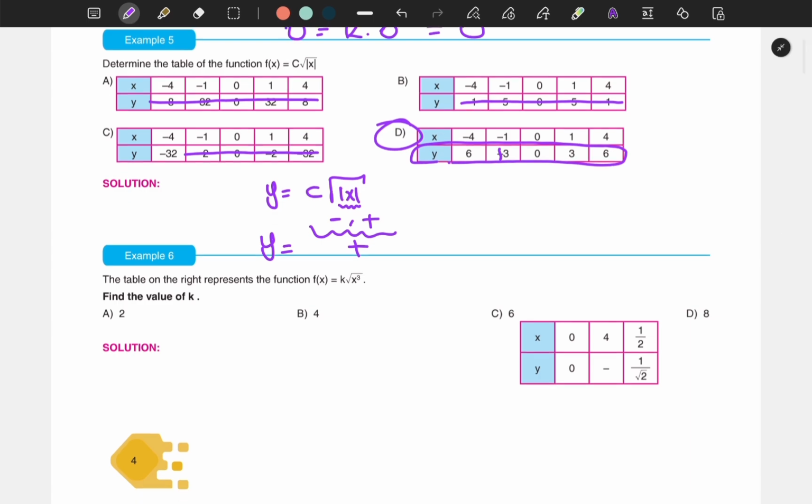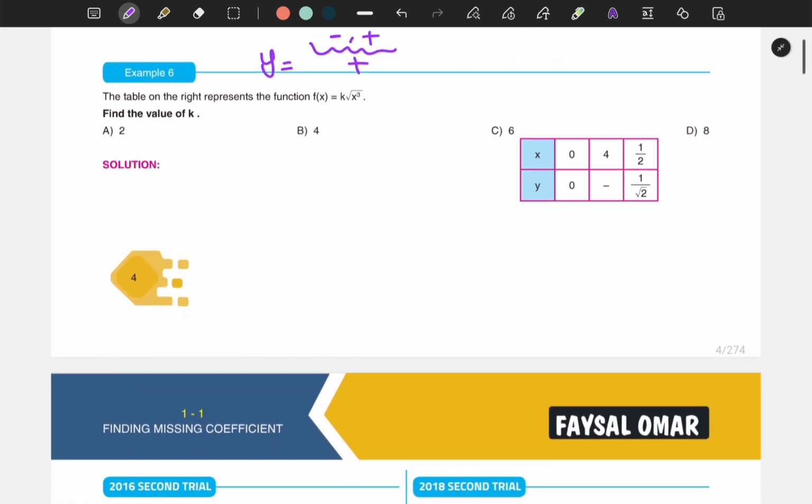Okay, example number 6. Guys, the table is given, and then they say to find the value of k. When you look here, this is 0 and 0, isn't it? This one is not useful. Why, teacher? It's because of the zero. When you replace with 0, of course you will get 0. It's not useful. For the second one, the x value is given, but the y value is missing. Also this one is not useful. Which point do I have to use? The last one, isn't it?